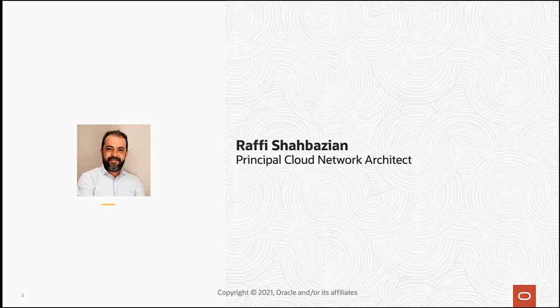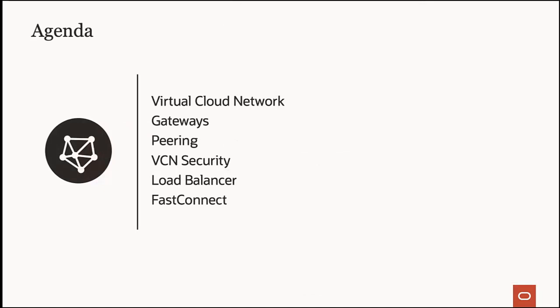Yeah, definitely. So with that said, our agenda today is going to be some of the core components of it. So virtual cloud networking, we're going to talk about the gateways to get into your resources as they're built out. We'll talk briefly about peering and how that's defined. A little bit about VCN security. We definitely did a deep dive on security, but we're going to highlight the security functions for our virtual cloud network. And get into load balancer and Fast Connect.